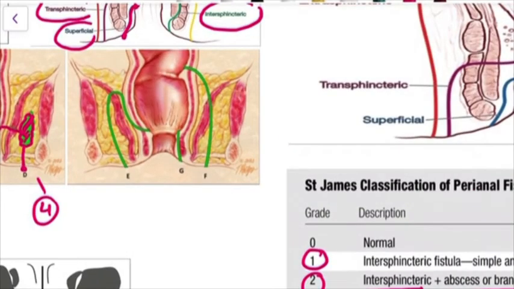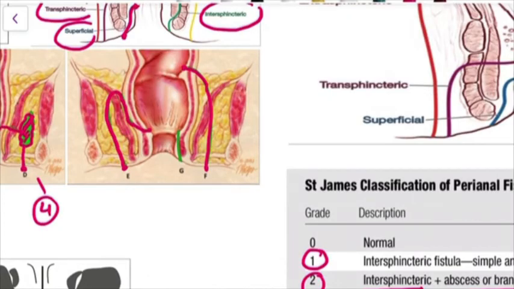Next is type 5, which is the supralevator or the translevator type. This is the internal opening through the internal anal sphincter, through the intersphincteric space, then going above the levator plate, through the levator plate into the ischioanal fossa and perineal skin, and this rectum, the inner circular smooth muscle, through the supralevator part into the ischiorectal fossa, through the levator muscle into the ischioanal fossa, and then to the perineal skin. This is type 5, both supra and translevator disease.